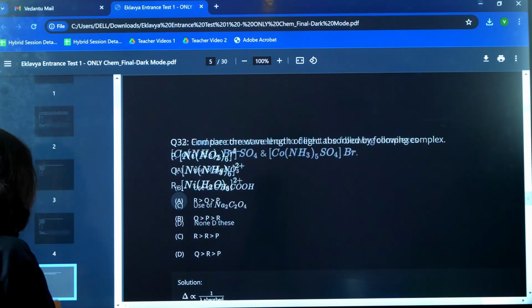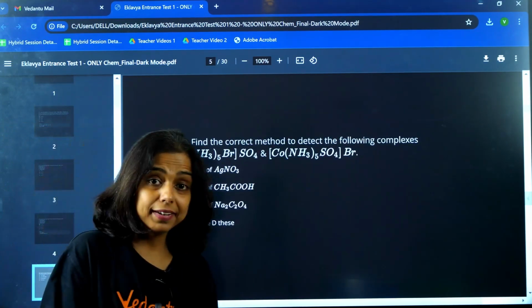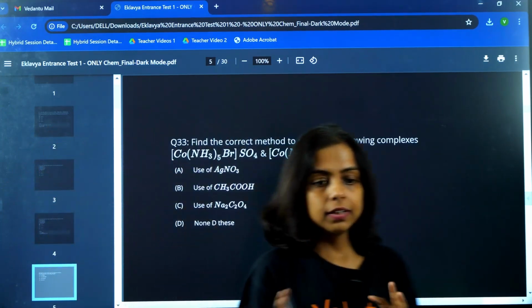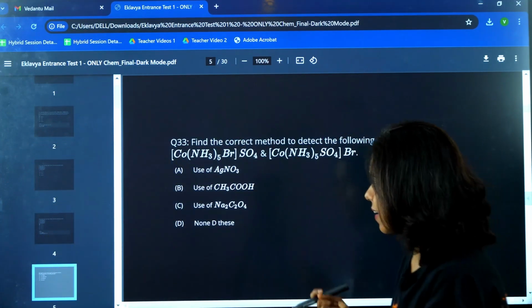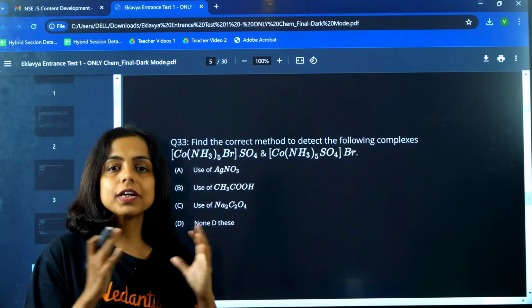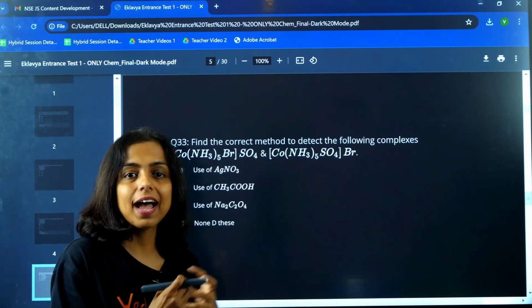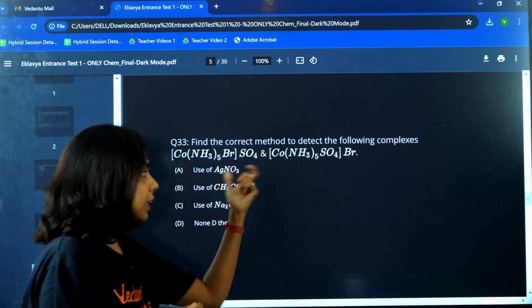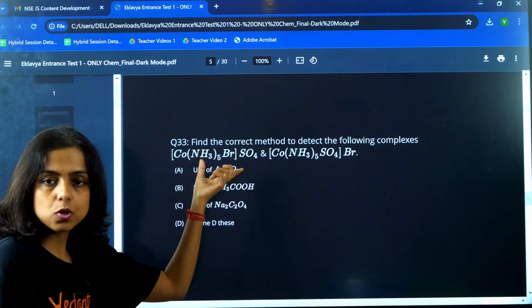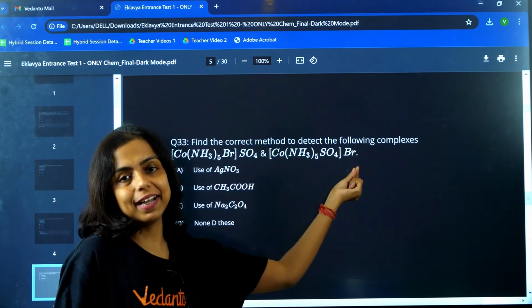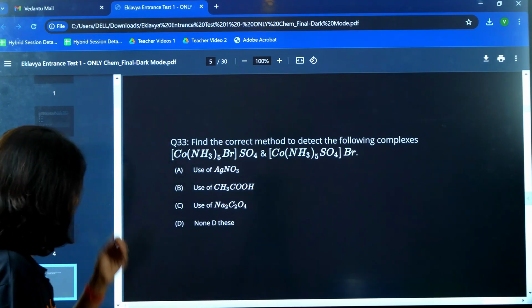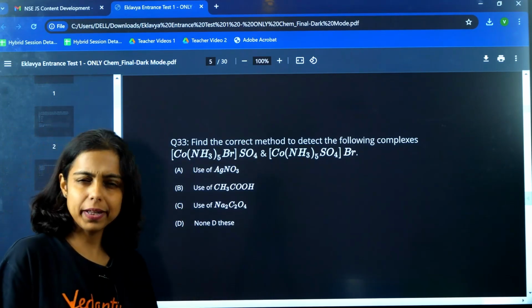Let's move on to the next question, guys. Next question: find the correct method to detect the following complexes, right? Pretty easy, I will say. I'm sure you know about the ions outside the coordination sphere. You can ionize them, you can break them into ions. So you have sulfate ion outside the coordination sphere of this complex, and you have bromide ion outside the coordination sphere of this coordination compound. And the options, pretty easy.